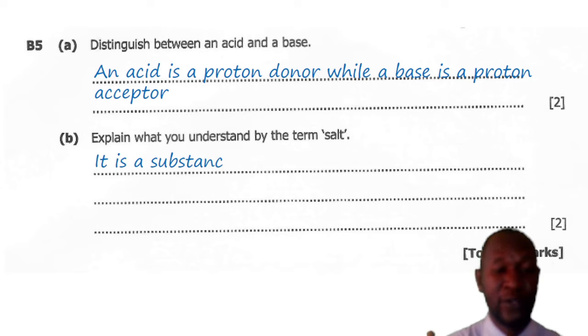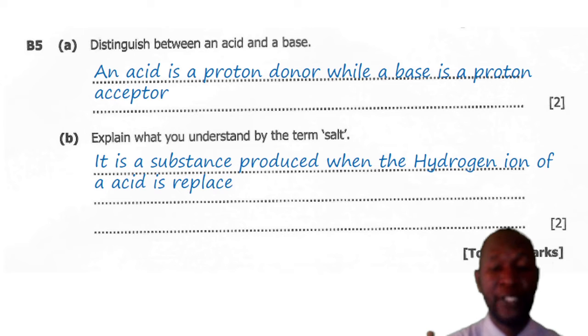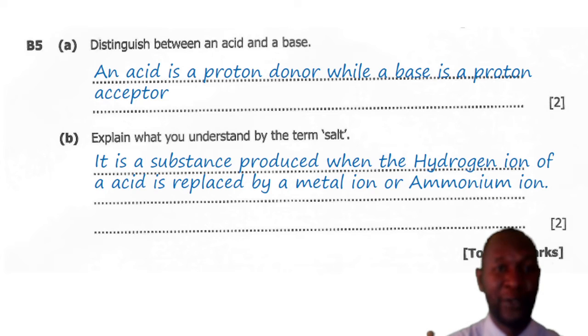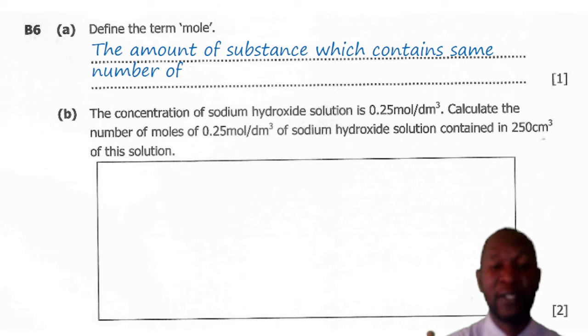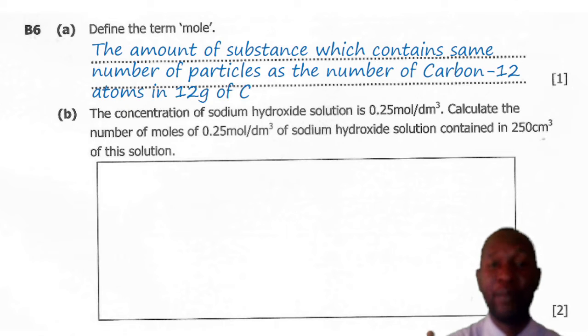So a salt is simply a substance which is produced when the hydrogen ion of an acid is replaced by a metal ion or ammonium ion. B6, part A, define the term mole. Mole can be defined as the amount of substance which contains the same number of particles as the number of carbon-12 atoms in 12 grams of carbon.